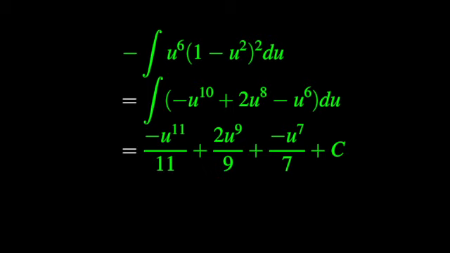When we expand the expression, we obtain the integral of minus u^10 plus 2u^8 minus u^6 du, which is equal to minus u^11 over 11 plus 2u^9 over 9 minus u^7 over 7 plus C.